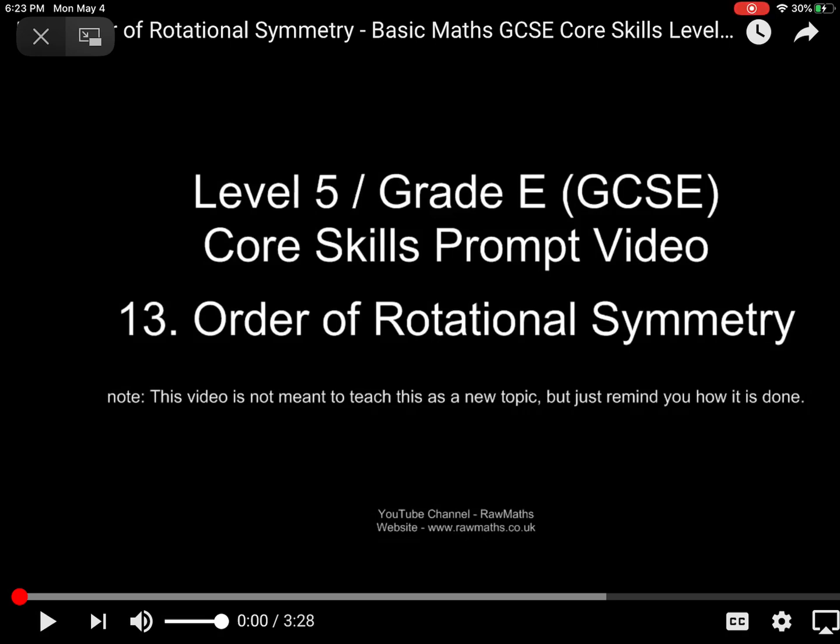Hey guys, to illustrate rotational symmetry, I found this video. It's written for grade 5, so it's a little bit less difficult than what we're looking at, but it does a pretty good job of explaining to you what rotational symmetry is. So I want to play this for you and then we'll move on from there. This is about rotational symmetry.